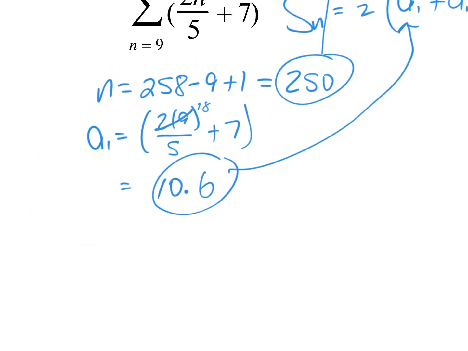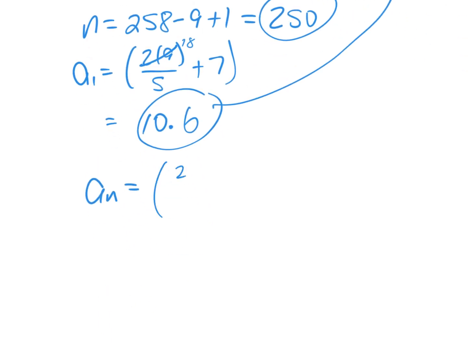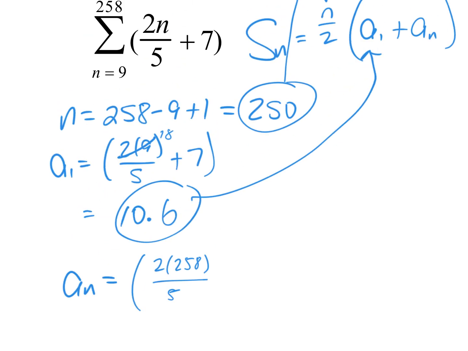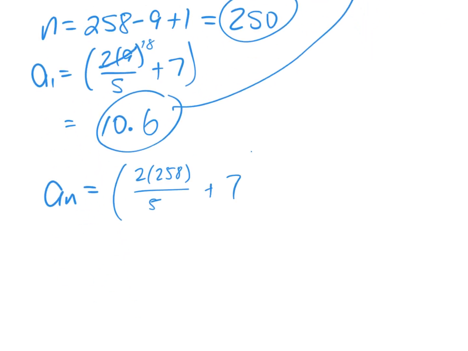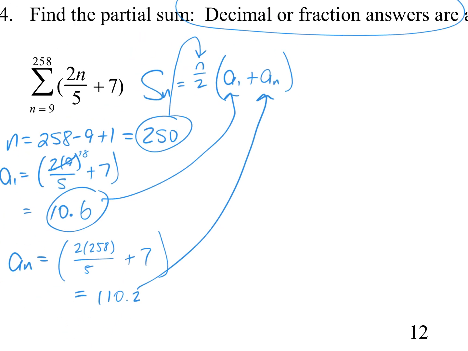And then the last term, what number am I going to plug in? 258. So 2 times 258 divided by 5 plus 7. So in your calculators, do 2 times 258, divide that by 5, and then hit plus 7. 110.2. Okay, so then that is going to go right there.